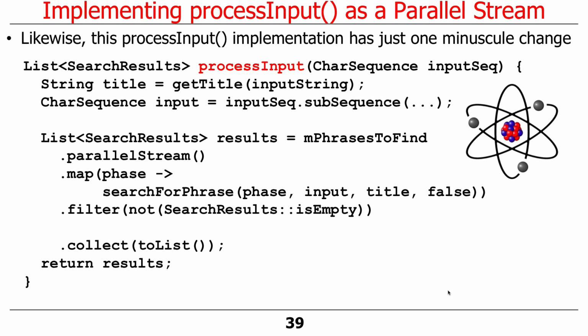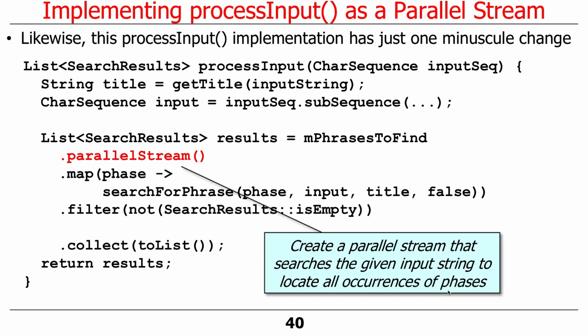processInput is a little bit more complicated because it's got a bit more to do, and we're also setting the stage for an even cooler version of this stuff that we'll talk about later. Probably won't get there today. For the purposes of our discussion, this is almost identical to what we saw before. The only difference is instead of saying stream, it says parallelStream. That means it's creating a parallel stream that'll search a given input string, like Hamlet, to find all the phrases in parallel. So now we're doing the phrases in parallel.